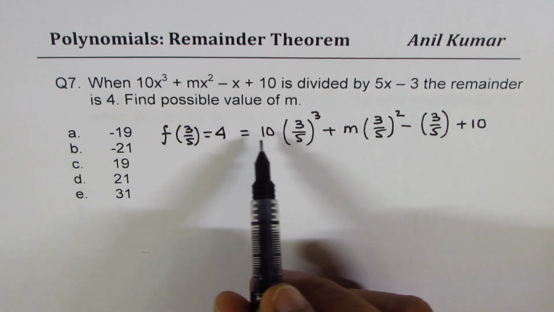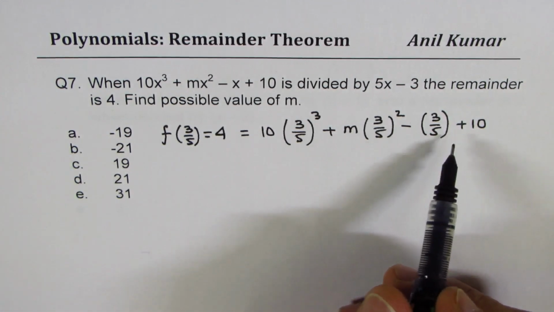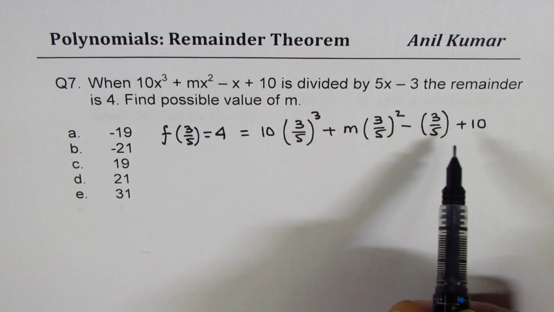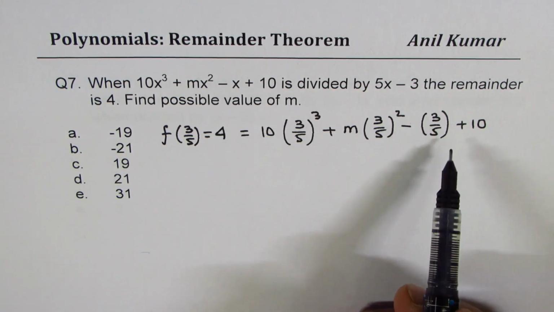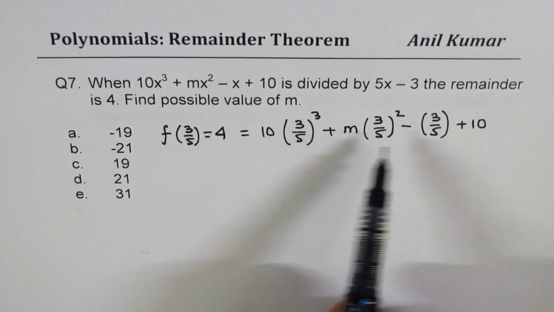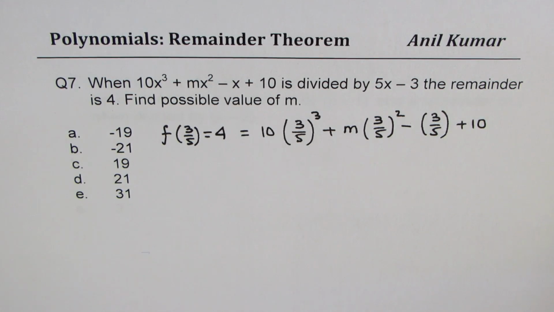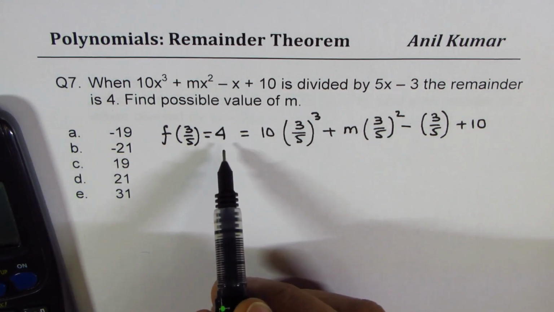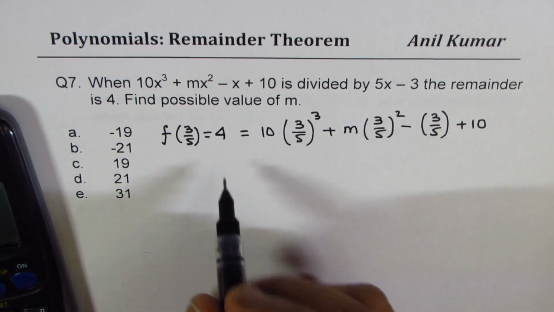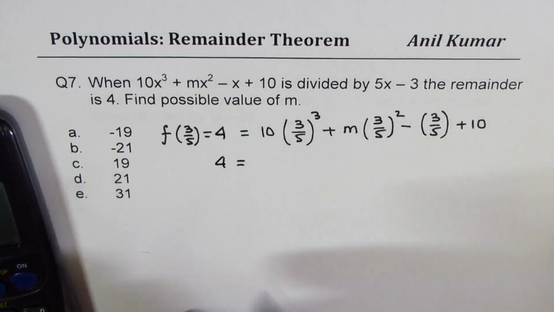Now, you could actually use a calculator and do it. It could be done without a calculator also. What I will do at present is add all these quantities using a calculator, but I'll prefer you doing it without a calculator. Okay. So we have 4 equals 2.